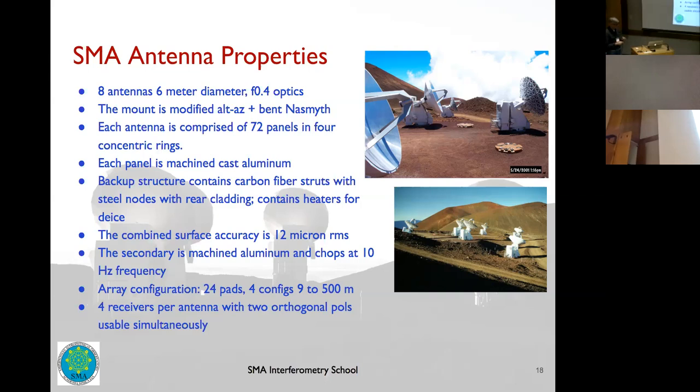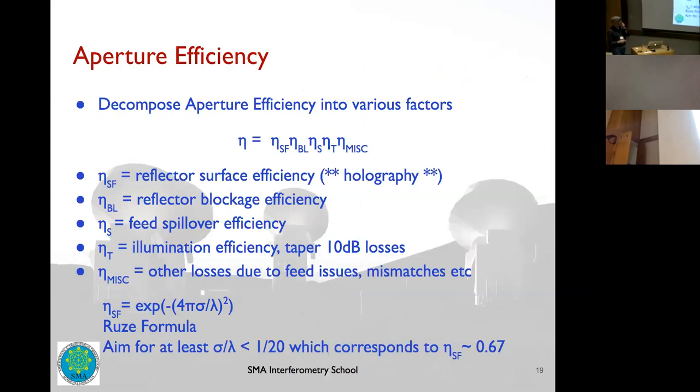Okay, so we talked a little bit about aperture efficiency. I just mentioned aperture efficiency, but there are a number of quantities that it can be decomposed into. Here's a quantity which depends on the surface efficiency. Remember, I was talking about the errors in the surface, and those can contribute to a degradation in your efficiency.